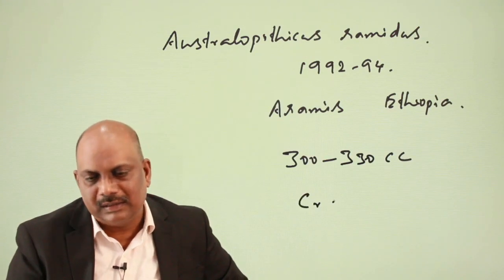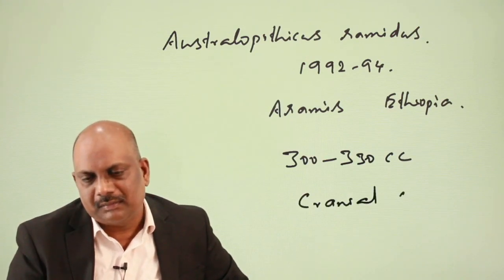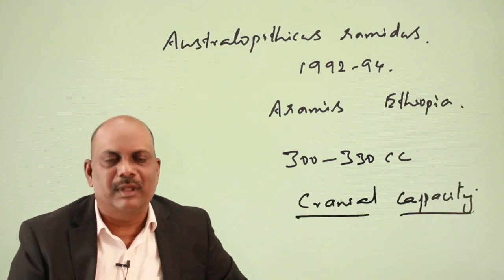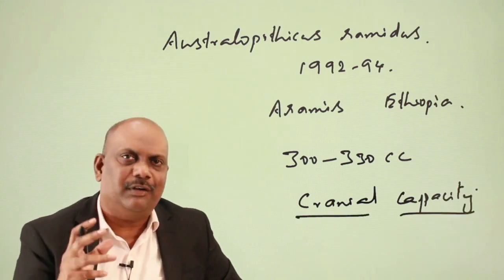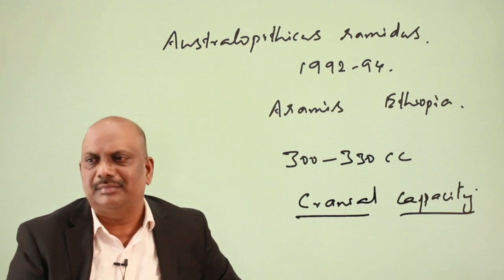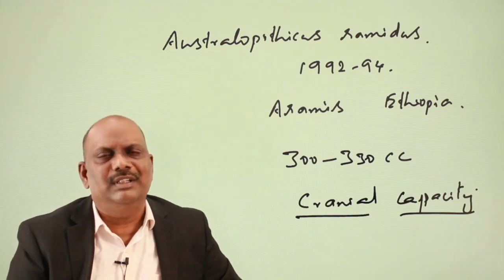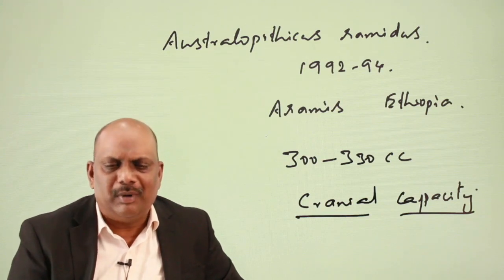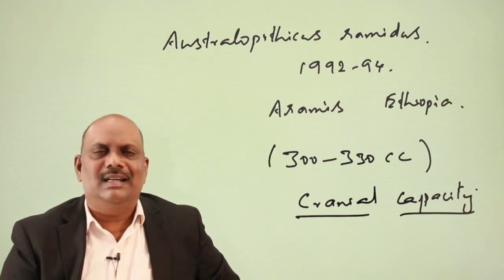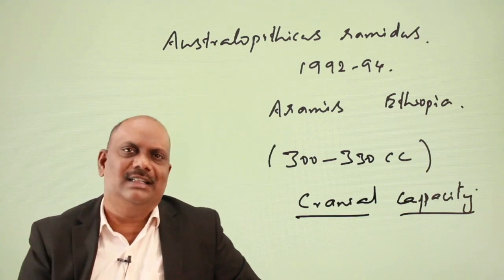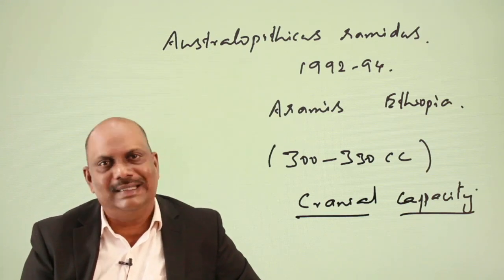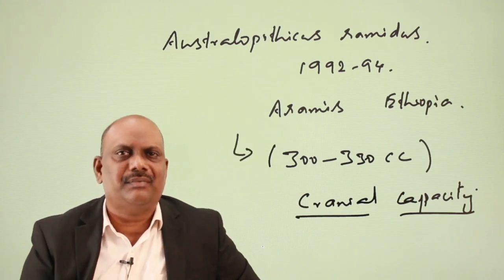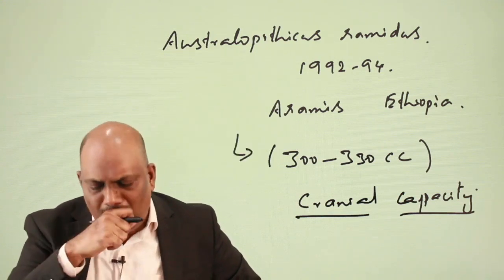Cranial capacity, by which we refer to the size of the cranium. So this is very small. For most of the other Australopithecus, cranial capacity used to be around 400 to 600 cc at least. But this is something unusually less.